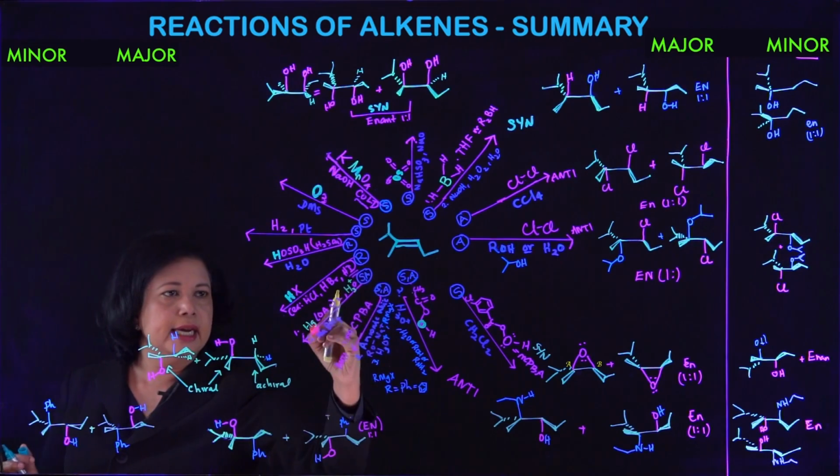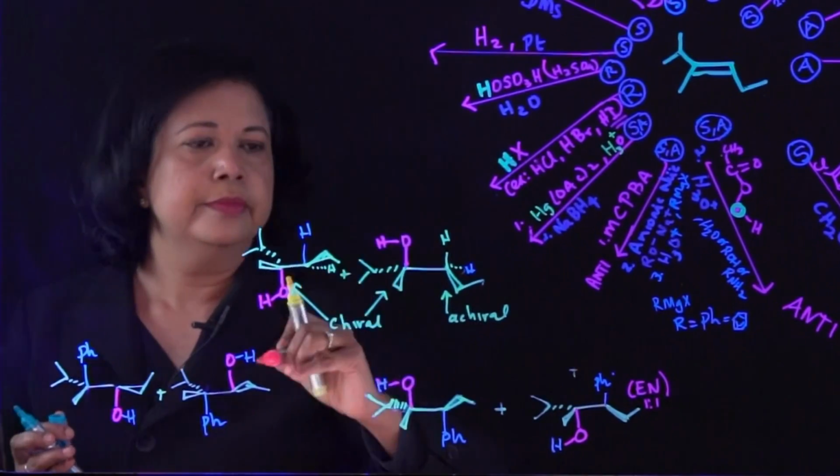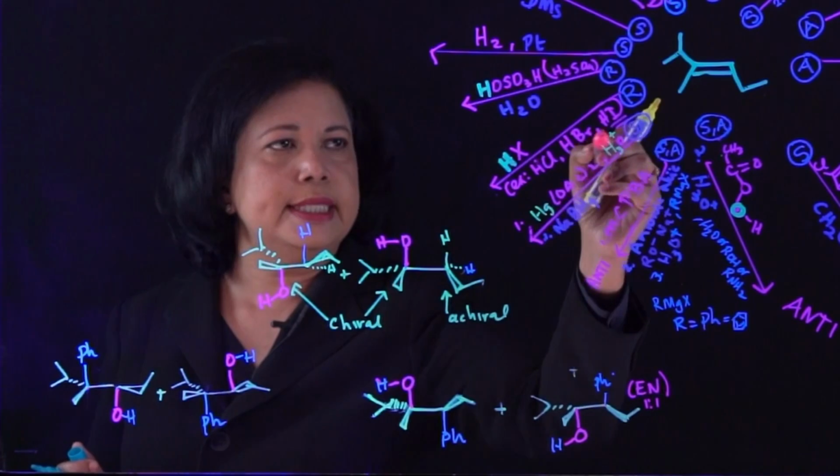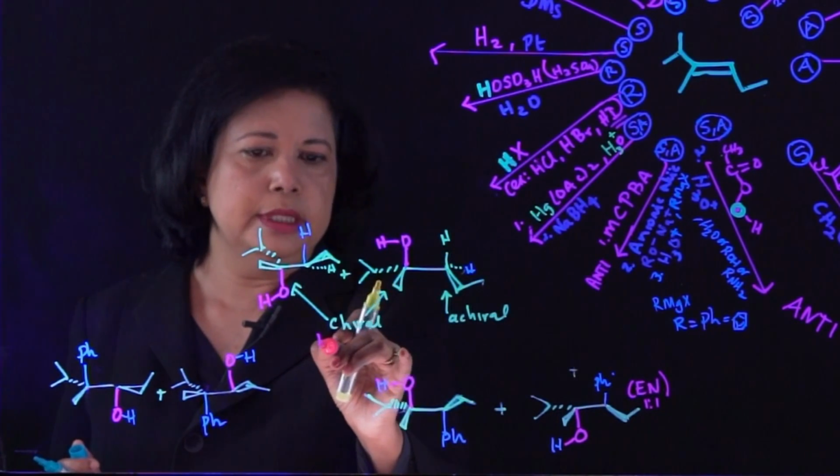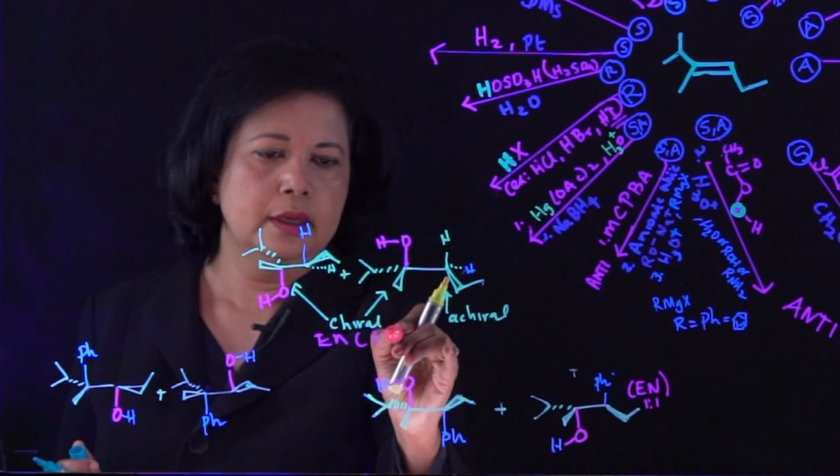And it's anti-addition, as you can see, but it starts with a syn. So initial syn followed by an anti. So you will get enantiomers 1-to-1.